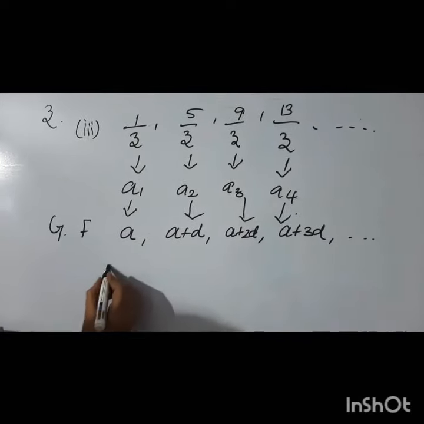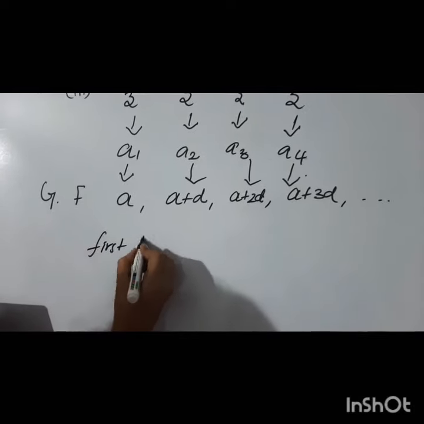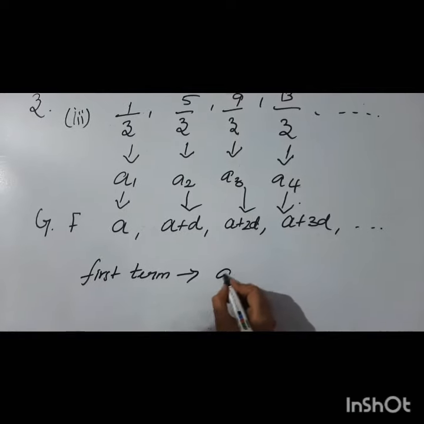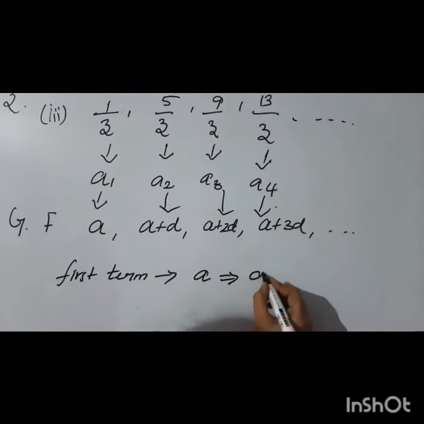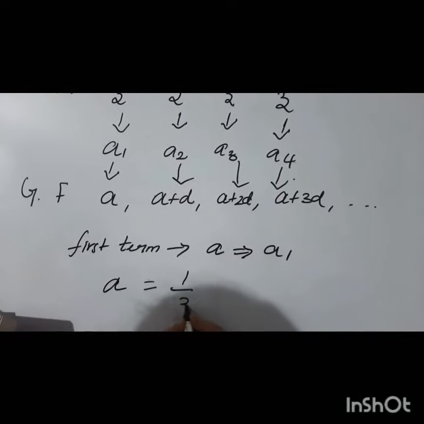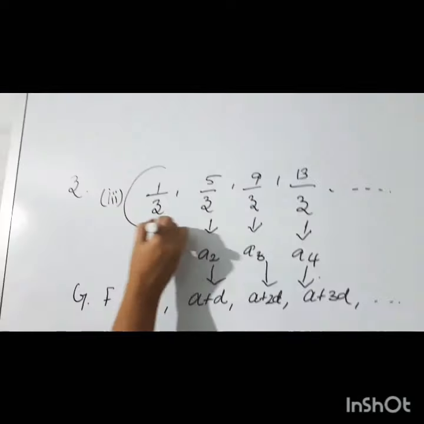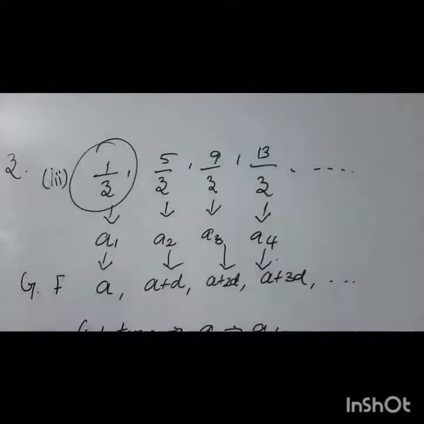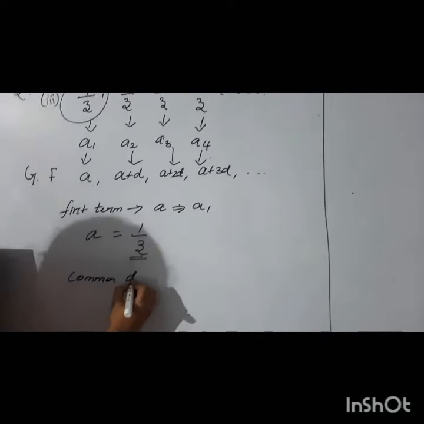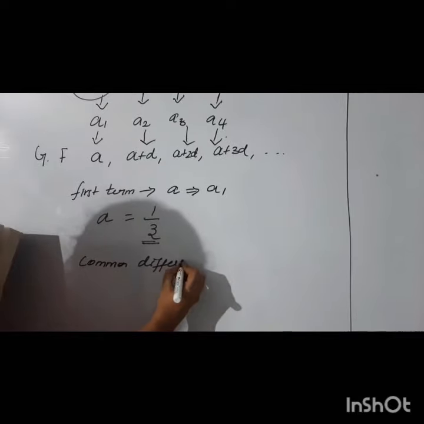Now they ask you to find out the first term. What is your first term? First term is nothing other than A, which is nothing other than A1. So the first term here is 1 by 3. First term in this sum is 1 by 3. And then they ask you to find out the common difference.